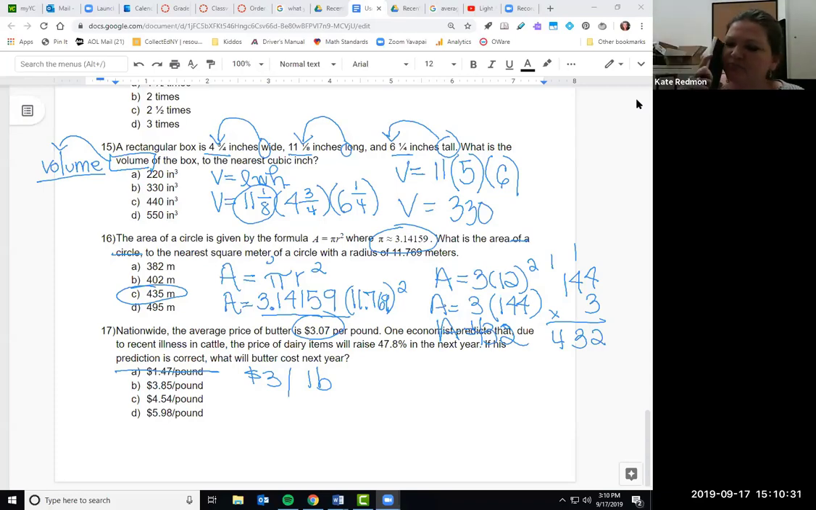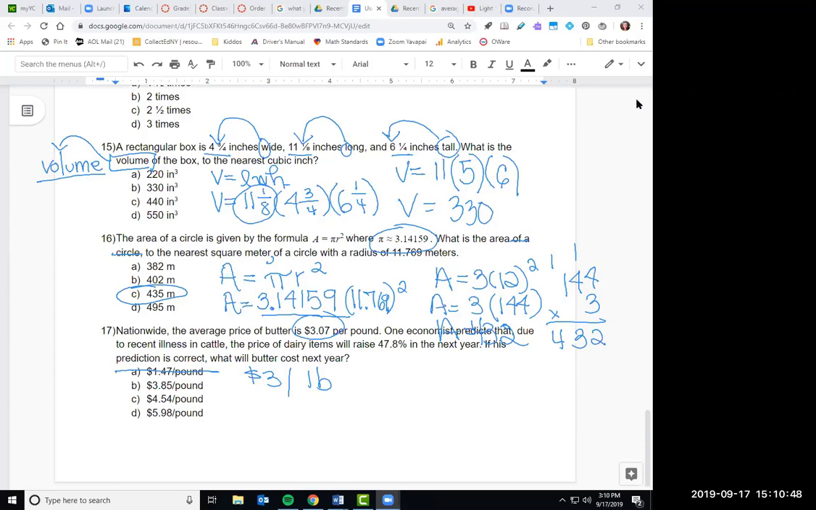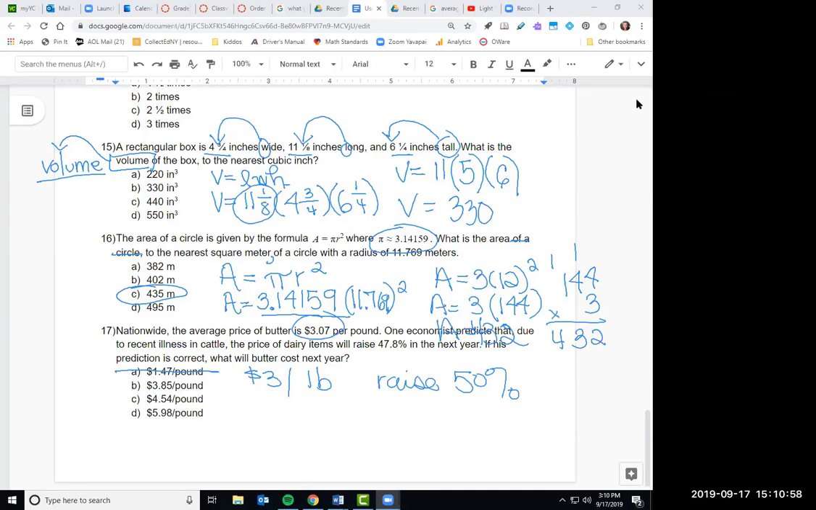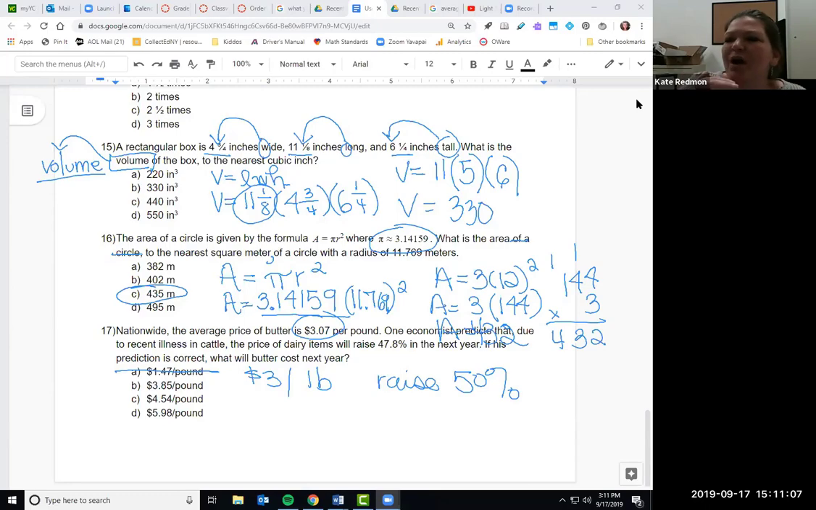Okay, so it says one economist predicts that due to recent illness in cattle, the price of dairy items will raise 47.8%. Guys, 47.8% is an ugly number, but it's real close to a pretty number. It's real close to what percent? 50%. Yeah. Let's just figure out what we'd get if we raised it 50%. Now, again, I'm not going to pick up my calculator. I'm not even going to do any ninja tricks. Somebody talk to me about what 50% means. What does 50% mean? Half. Bingo. We're going to raise by half.